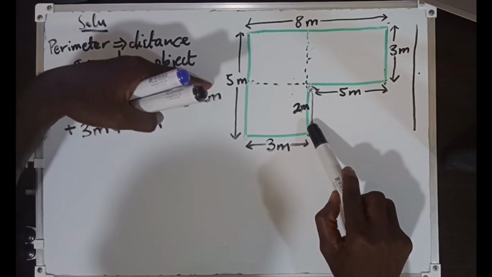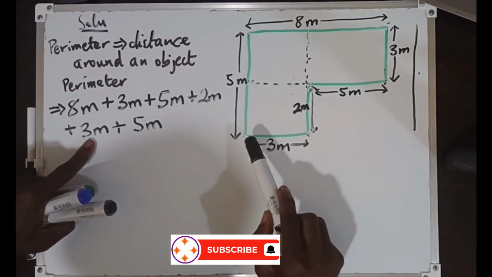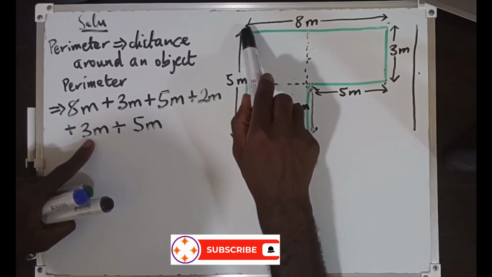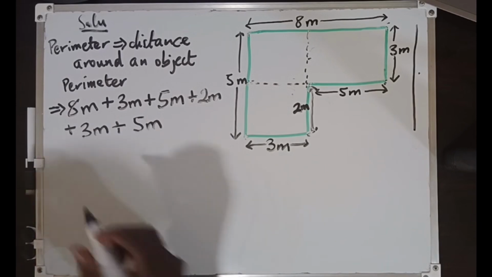Okay. Then he moved here, so 3 meters. Then from here to here, where we started from, is 5 meters. Then you simplify.